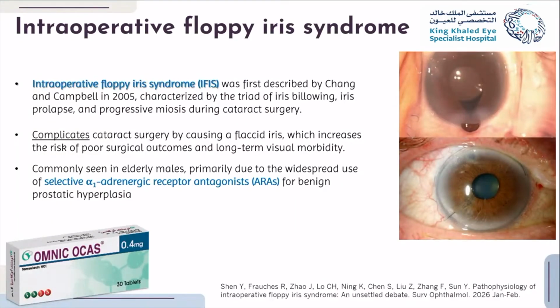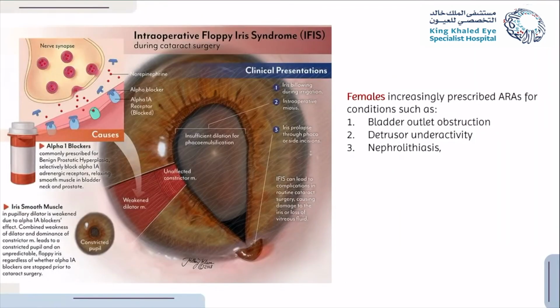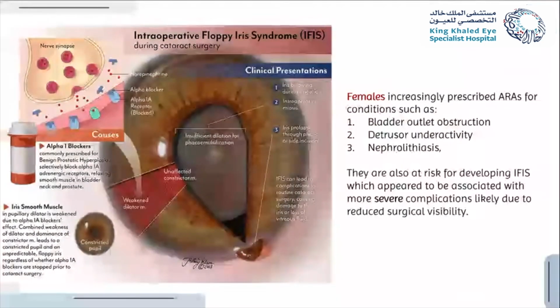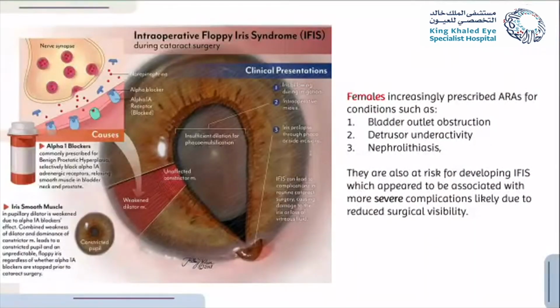So I have a question. Do you know any other indication for alpha-1 adrenergic receptor antagonists other than benign prostatic hyperplasia? One example of this medication is tamsulosin. Did you see any female patient on tamsulosin before? Actually, there are other indications for which tamsulosin is used, and in all these cases, the risk of developing intraoperative floppy iris syndrome is more severe in the female population.